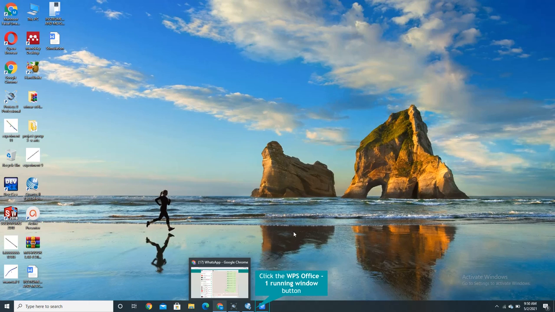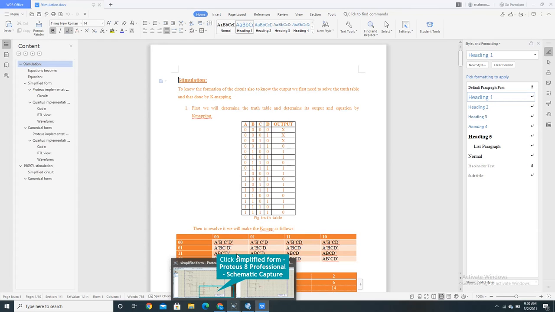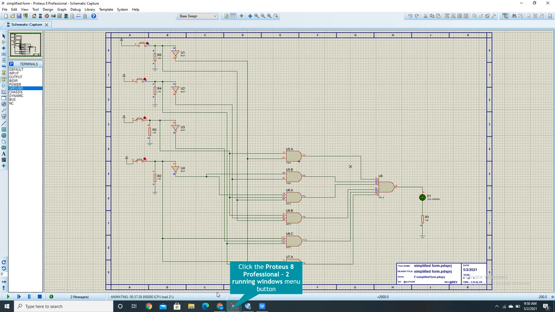Today we will be discussing K-mapping and its canonical form and simplified form. First of all, I will shift to my circuit, which is my first simulation part, in canonical form as well as simplified form.